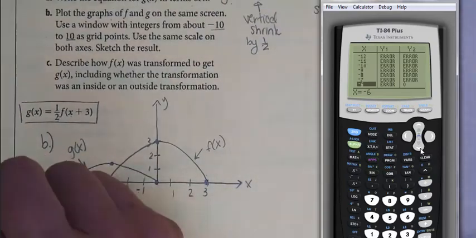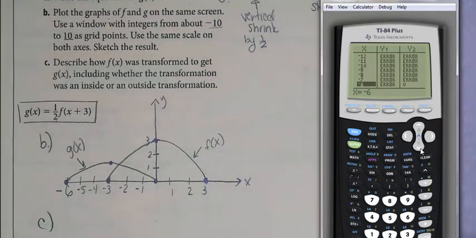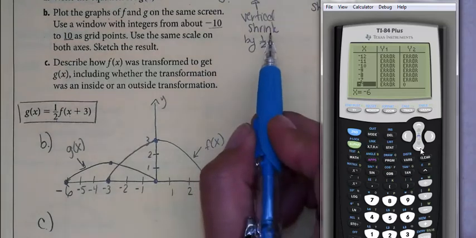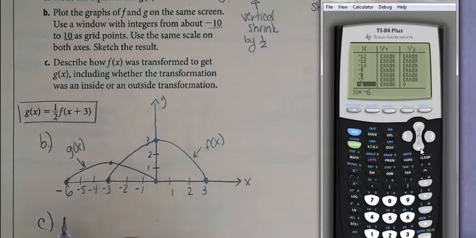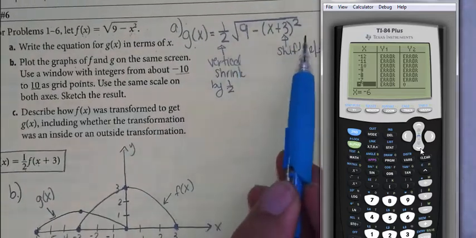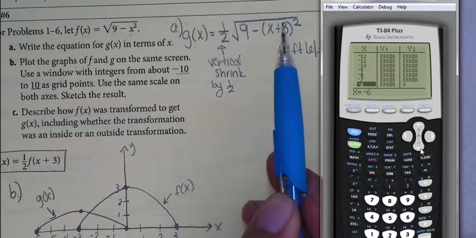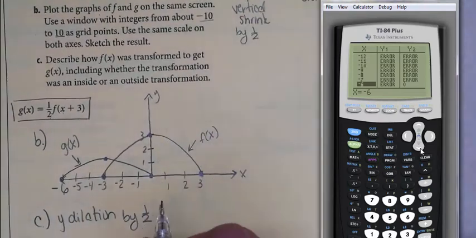Describe how f of x was transformed to get g of x, including whether the transformation was inside or outside. Okay, so first of all, I had a y dilation, or a vertical shrink. I'm going to do both. So I'm going to say y dilation. I already said vertical shrink up here, by 1/2. And that's not happening to the input, that's happening to the output, right? It's happening to the function itself. It's not happening to the input directly. So that we call an outside transformation.